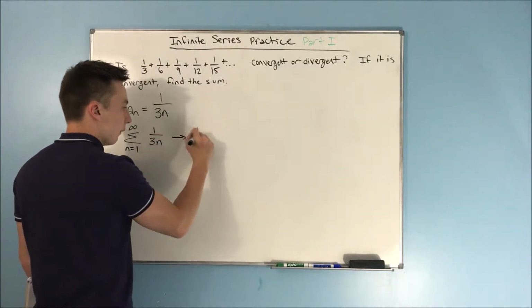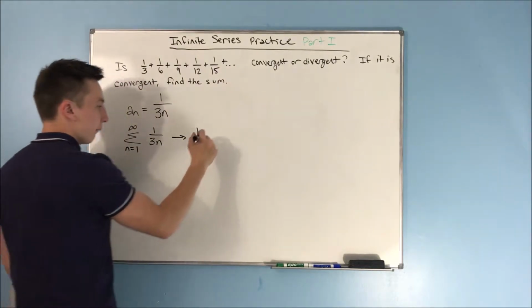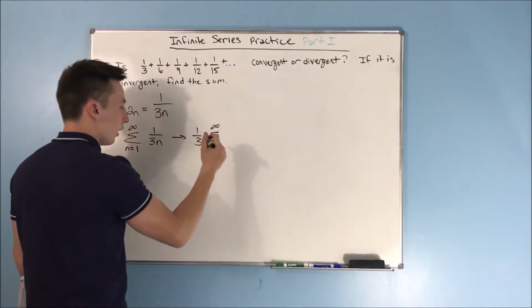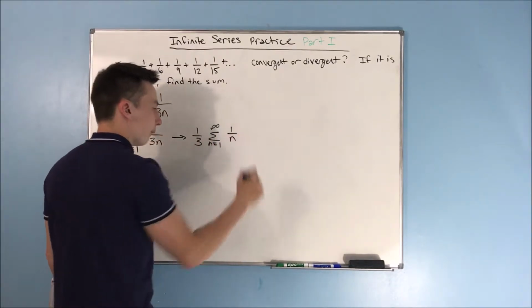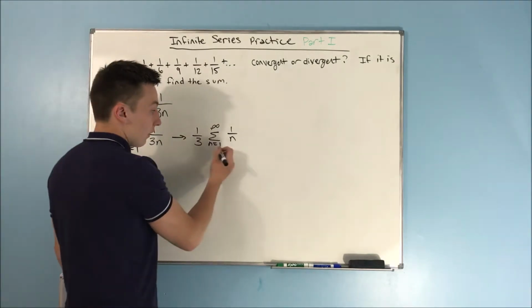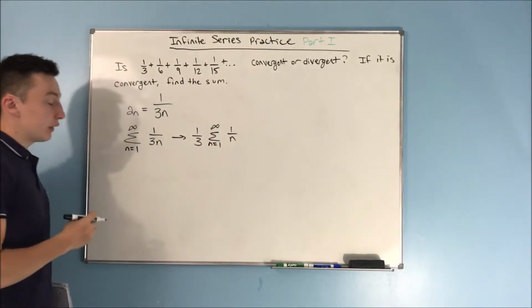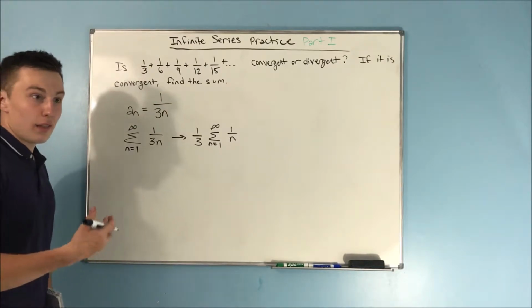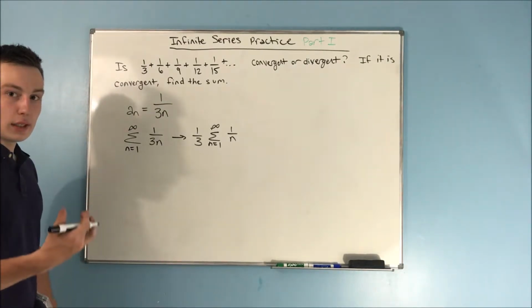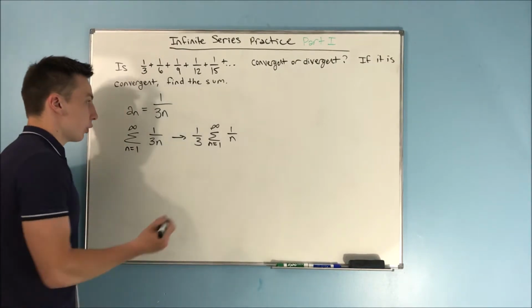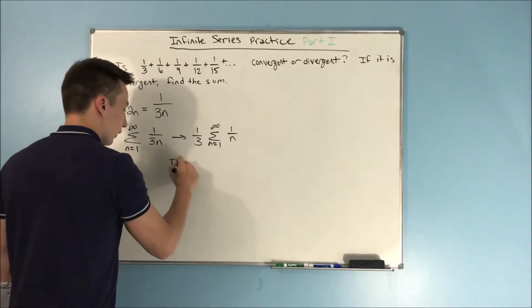If we take the 3 out, we get 1/3 times the sum from n equals 1 to infinity of 1 over n. And we know that the sum from n equals 1 to infinity of 1 over n is a p series where p is equal to 1, which means that it diverges. So we know that this is divergent.